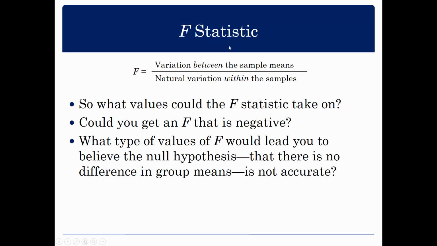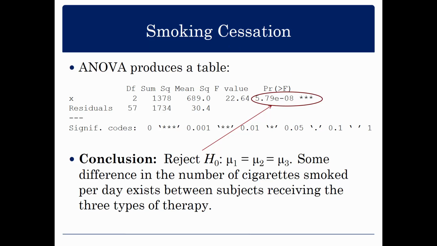So here, our F statistic is 22.64. So the interpretation of this is that the ratio, the value on the top, is 22 times as big as the value on the bottom. The variation for individuals who are treated differently is 22 times as big as variation in outcomes for individuals who are treated the same way. That's a lot of difference.